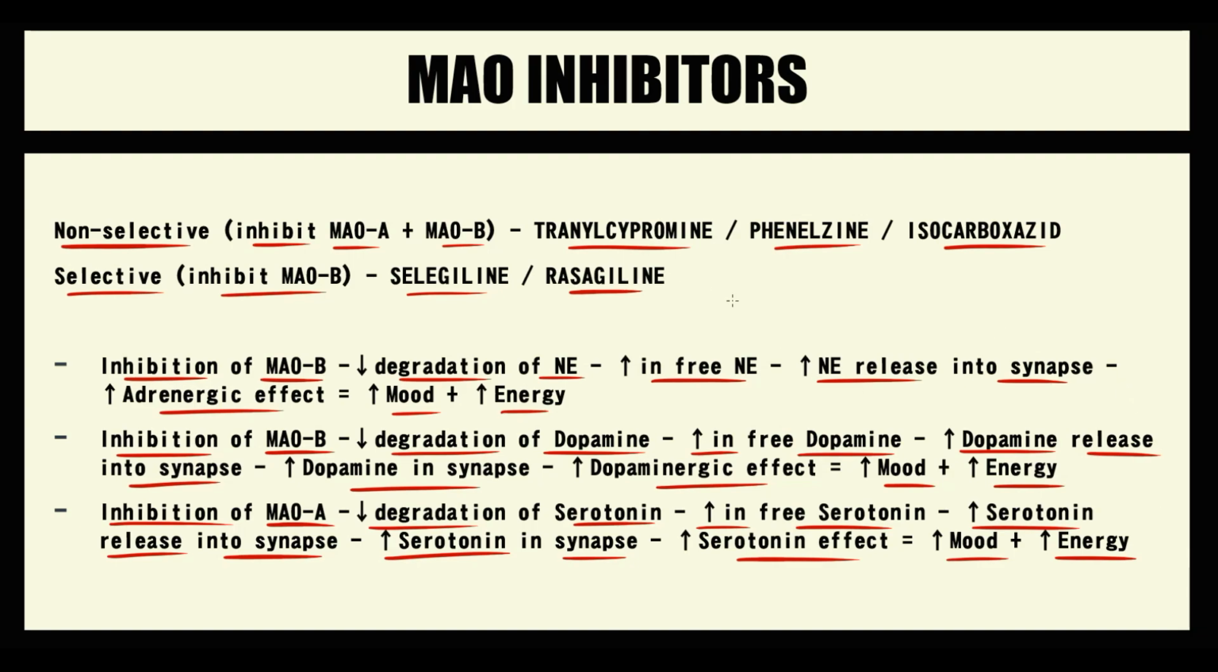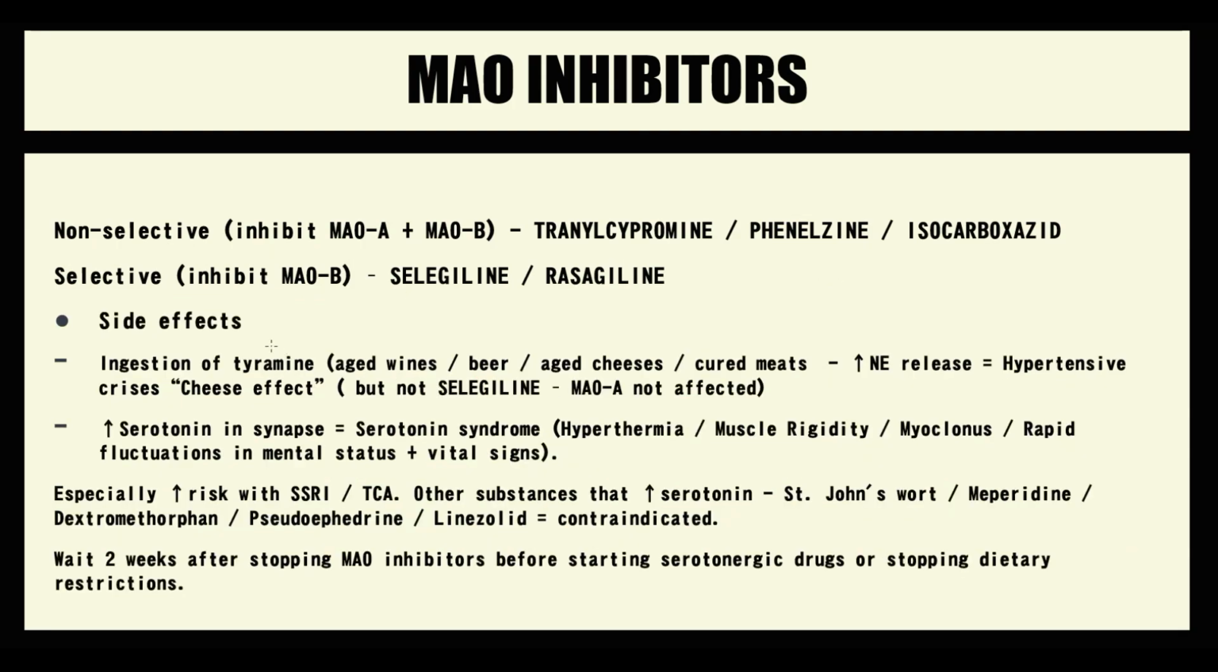The major drawback of monoamine oxidase inhibitors is the significant amount of very dangerous side effects. Probably the most famous side effect of monoamine oxidase inhibitors is the so-called cheese effect, which is provoked by ingestion of tyramine-containing food. So let's explain the pathogenesis of this side effect.